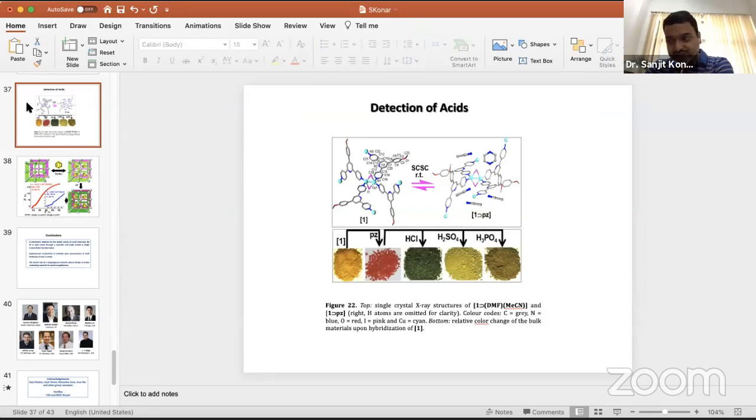Some groups are trying to do it. You can encapsulate the drug and try to deliver it. But there is a huge practical problem. Most of these MOFs are not soluble in any solvent. Forget about water.